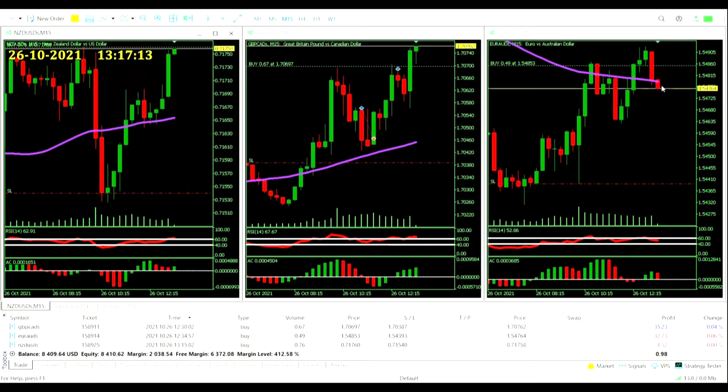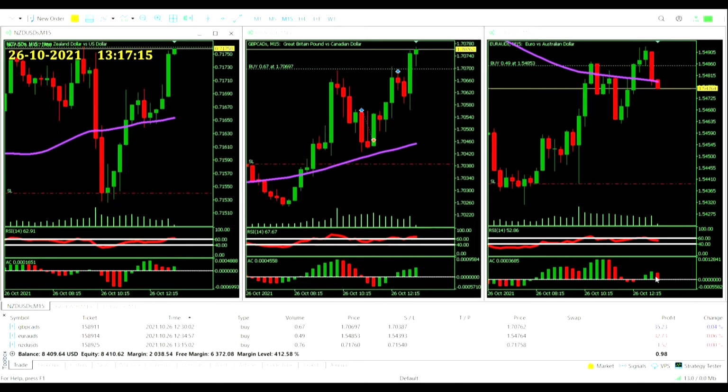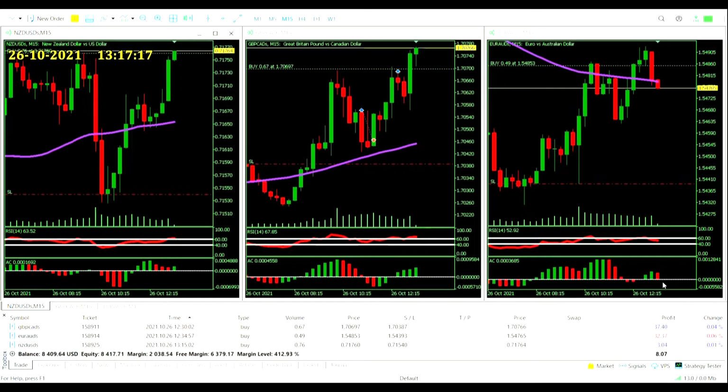I want to see that Euro Aussie dollar flip as well, otherwise the accelerator oscillator will start heading towards the zero line. Already on the way there. This is only going to speed up.